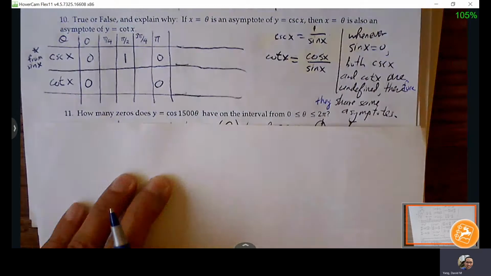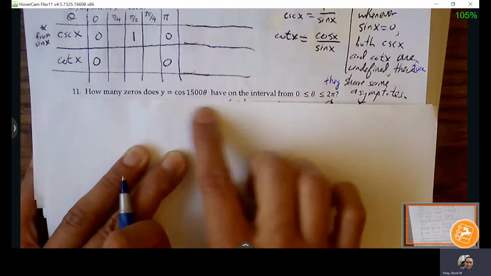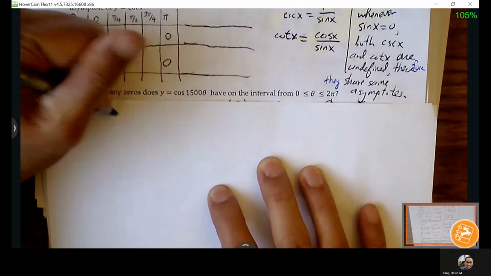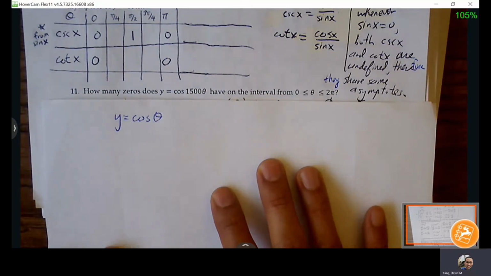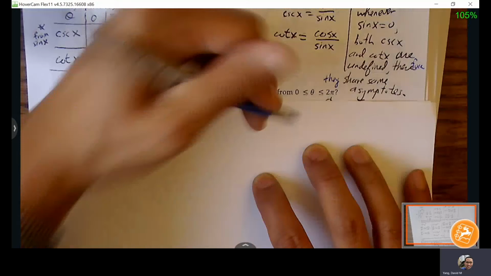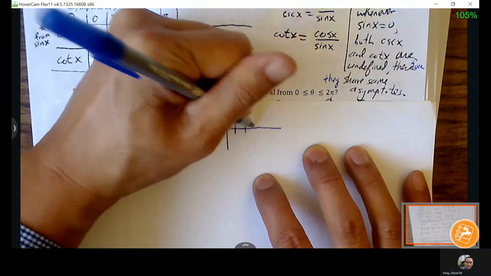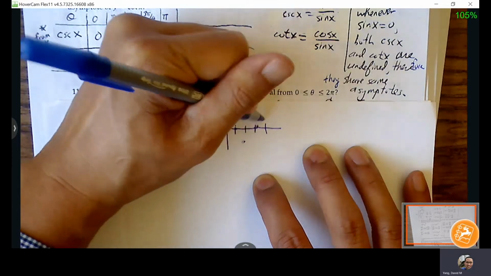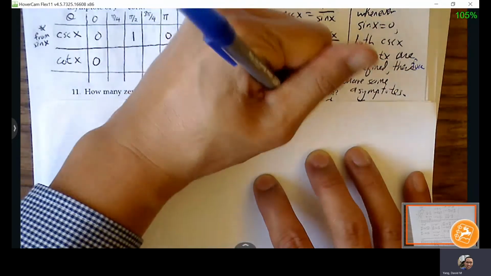Number 11 seems complex, but we're just going to start with something that we do know. Let's start with an easy version of this problem. Let's just do cosine of theta. How many zeros does cosine of theta have between 0 and 2 pi? Let's look. It starts at 1, goes to 0, -1, 0, and 1. So we have 2 zeros.